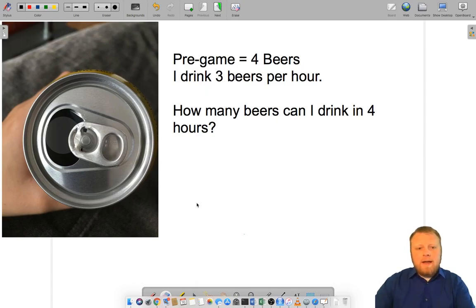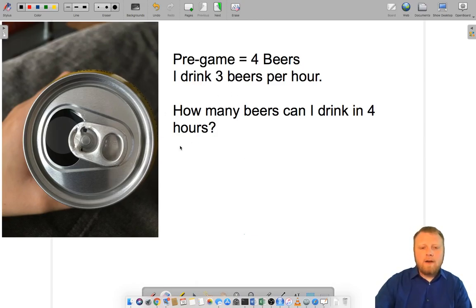So pre-game, I actually drank the beers before I left. I'm going to drink 4 beers, then I'm going to walk to the bar and drink more. How much can I drink? Well, I can drink 3 beers per hour, rough estimate. How many beers can I drink in 4 hours? That's the question. Seems really easy enough. You can do this in your head, with just the basic logic here. But I'll ask you another question in a second.